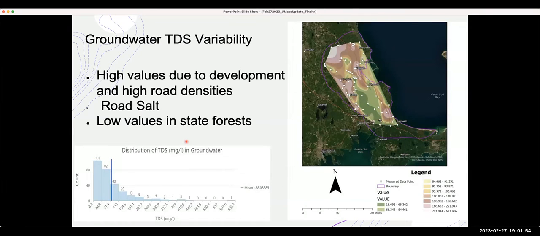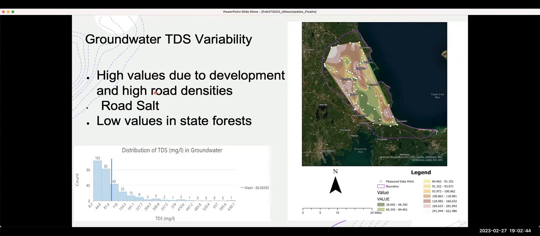All right. So the first map here is showing you groundwater TDS variability, where high TDS is shown in the pinks here in the north, and in the east and west, and in the south. So I kind of assume that these areas are highly developed, or there's a high density of roads here. So the high TDS might likely be from road salting in these areas. And then the lower concentrations are in green, and that's where a state park is. So assumingly there's no road salting there, and that's why there's low concentrations.